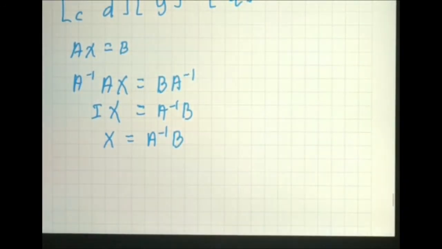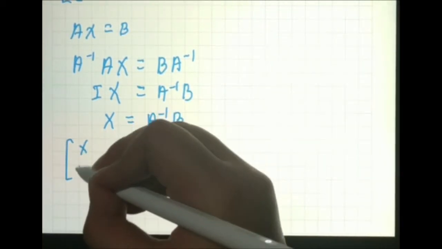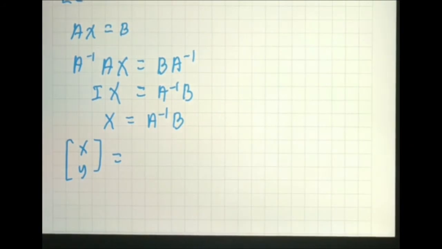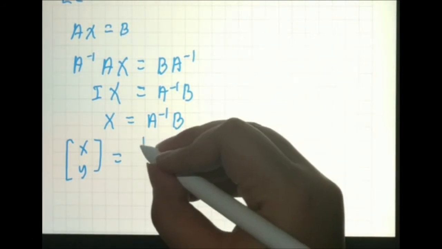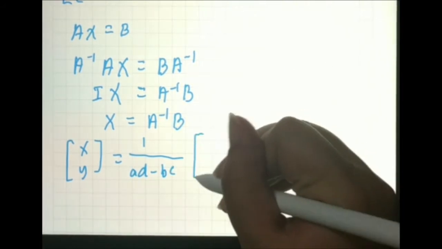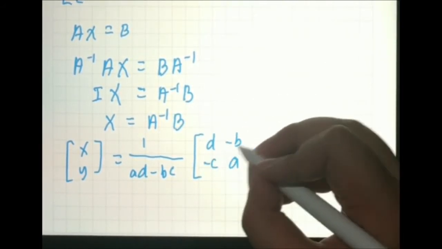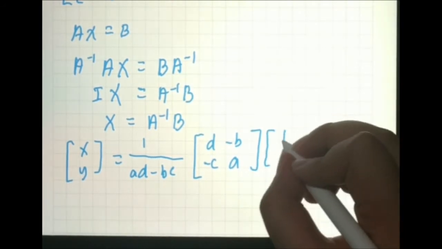So when we put it in equation form, x, y equals... The formula for inverse is 1 over AD minus BC times its matrix, which becomes [D, negative B, negative C, A], and then B just now, P and Q.